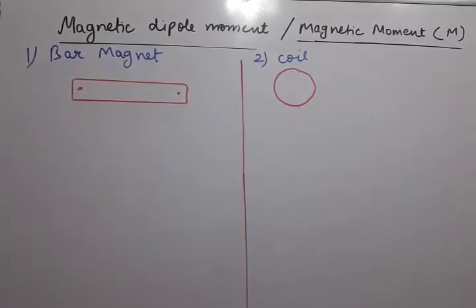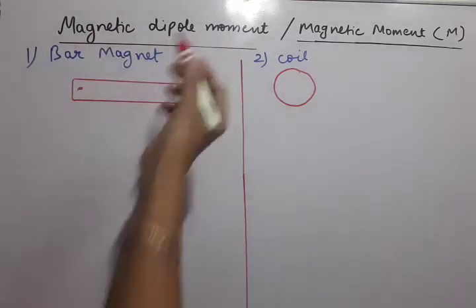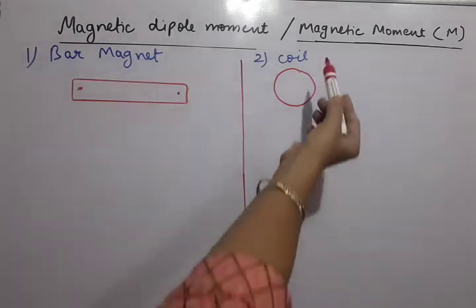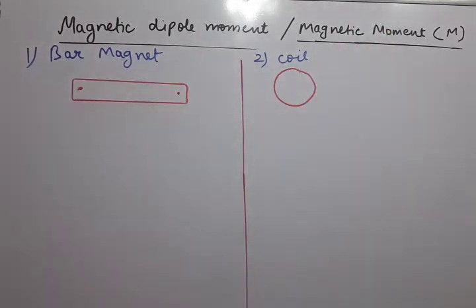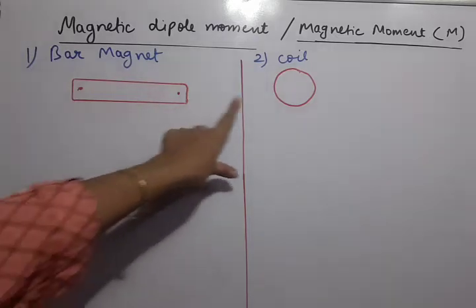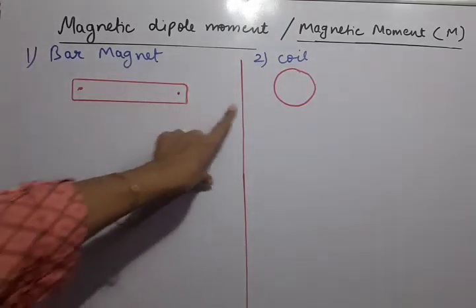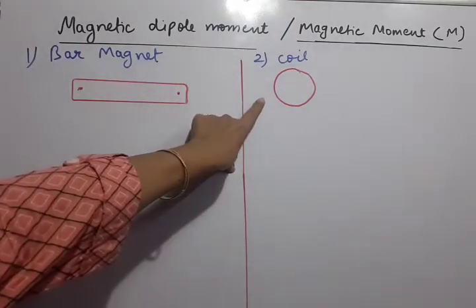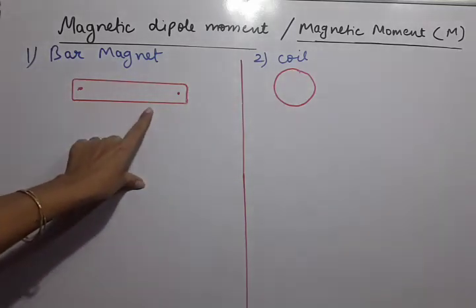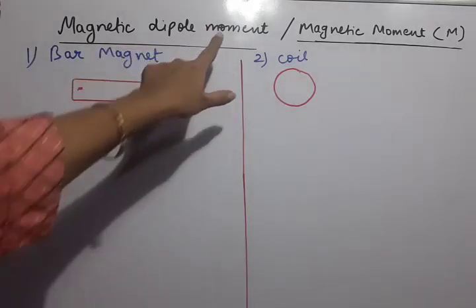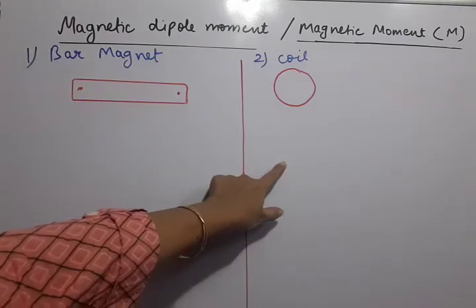Hello students. Today's topic in our magnetism chapter is magnetic dipole moment, or in short, magnetic moment. The symbol is capital M. You can see that I have drawn two systems here. One is a bar magnet and the second is a coil. That means we are going to understand this dipole moment term for these two devices.